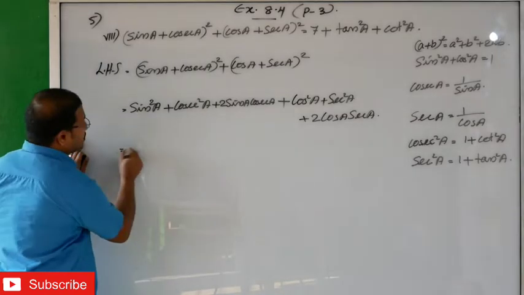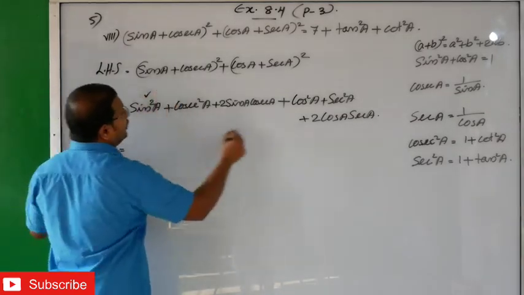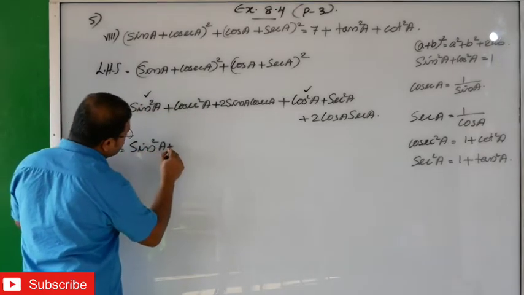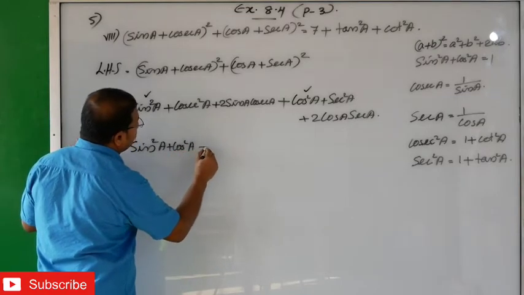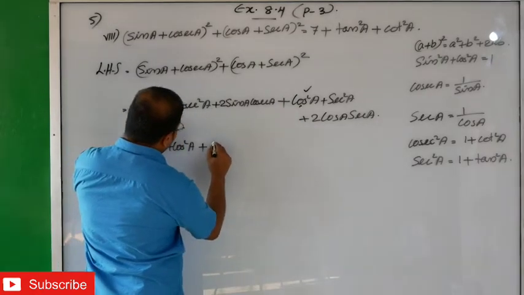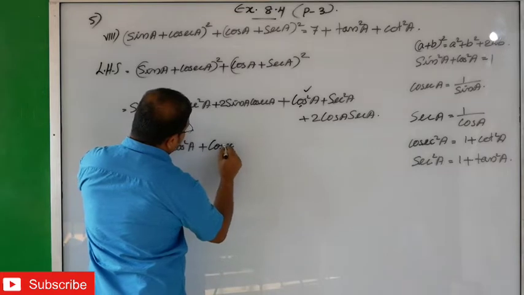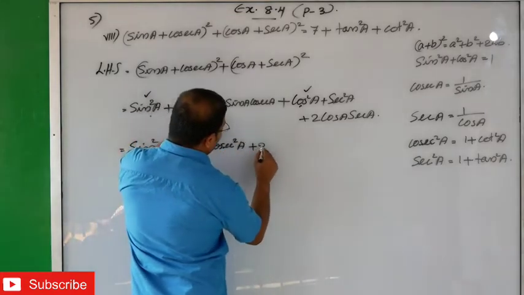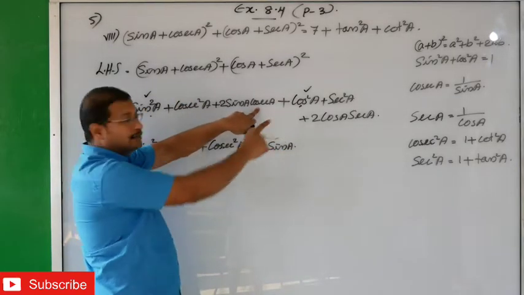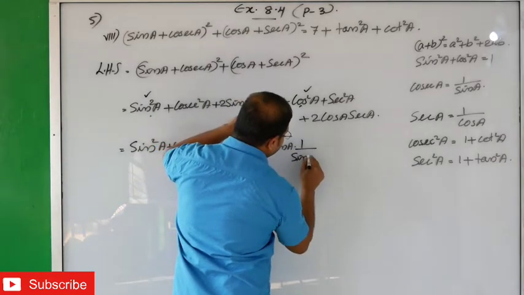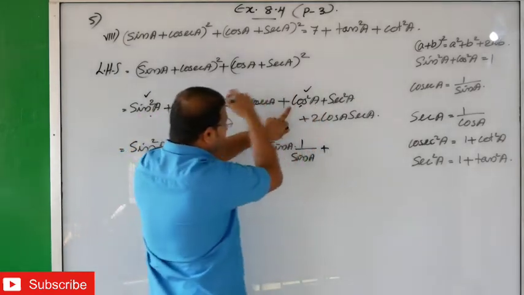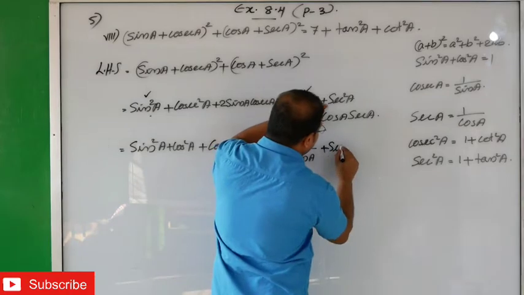Ready? This equals. Now sin square and cos square we will write together. See, sin square a plus cos square a, plus cosec square a plus 2 into sin a. In place of cosec, what can I write? 1 by sin. See, in place of cosec you write 1 by sin a, plus cos square a, we already wrote before, plus sec square a.